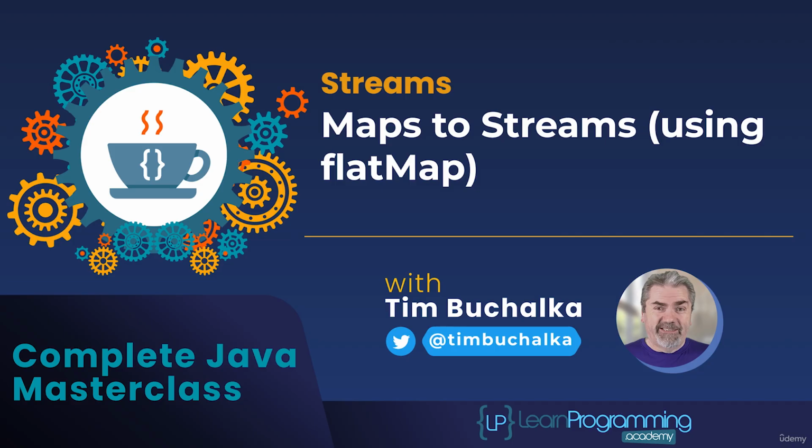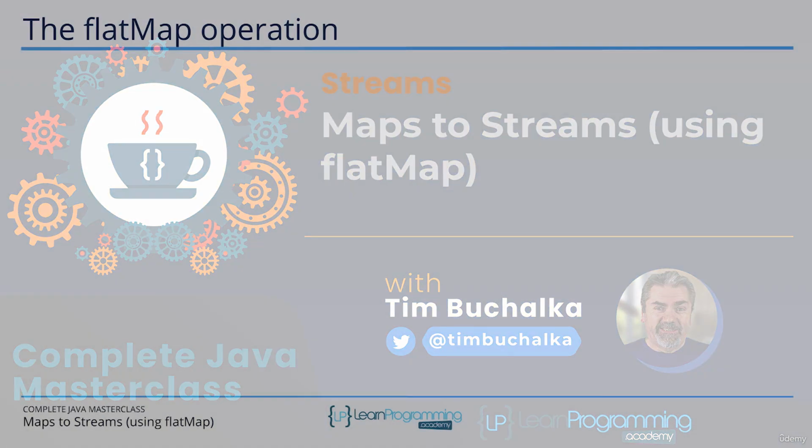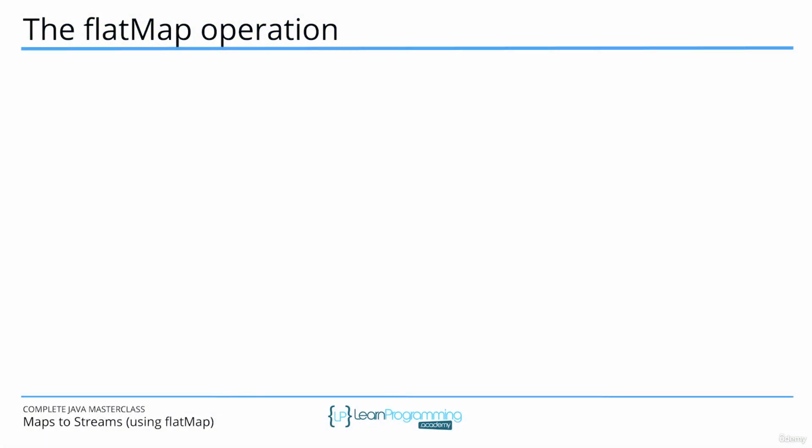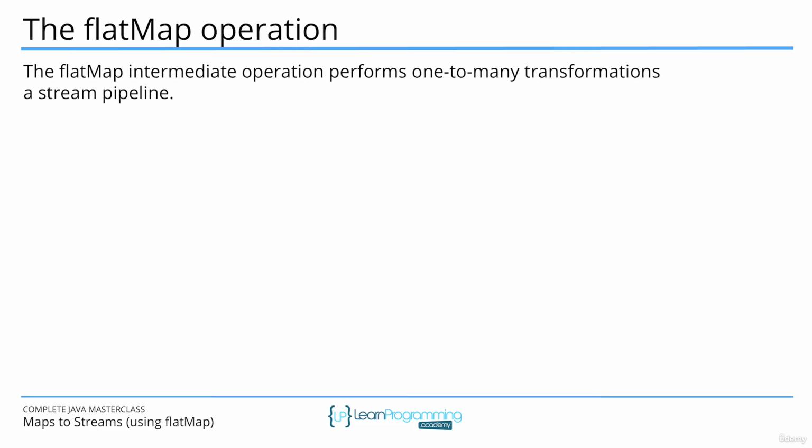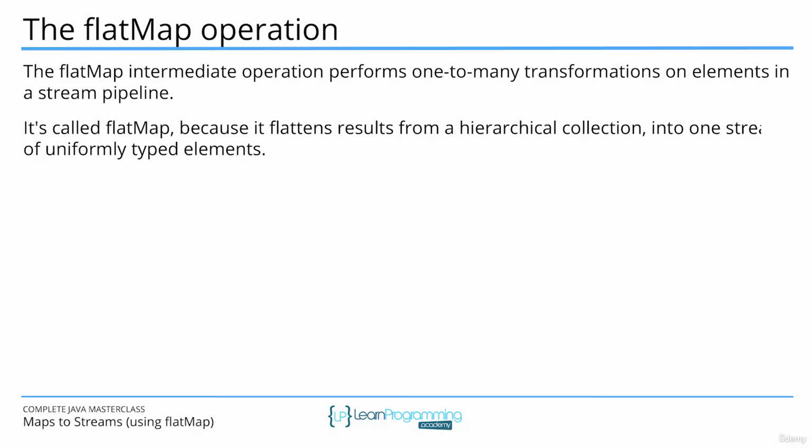In the last video, I showed you many different ways to get maps from a stream. There's one more intermediate operation I want to cover before I finish this streams section of the course, and that's the flat map. The flat map intermediate operation performs one-to-many transformations on elements in a stream pipeline. It's called flat map because it flattens results from a hierarchical collection into one stream of uniformly typed elements.